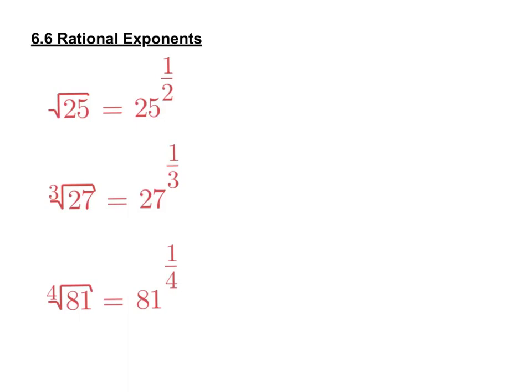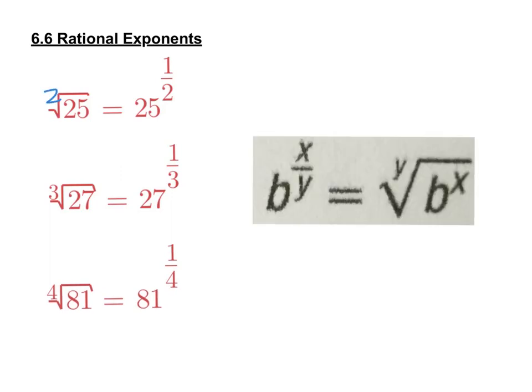And the form looks something like this. If I have a number raised to a fractional power, there's a relationship between that denominator's power and the numerator's power. So the denominator corresponds to the index. Notice here, square root of 25, that's 25 to the 1/2. Cube root of 27, 27 to the 1/3. The denominator is the index.